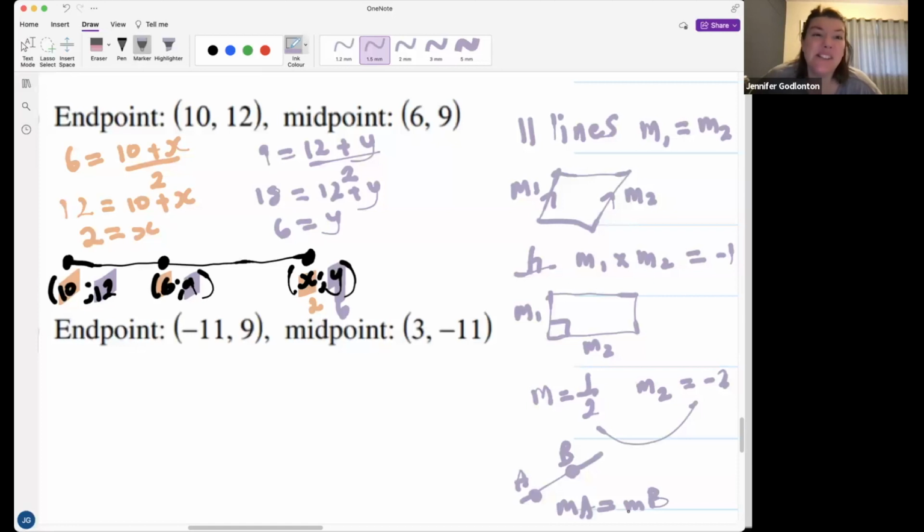Remember, mathematicians just like using fancy words. If you can make the fancy words into something a little bit simpler, do it.